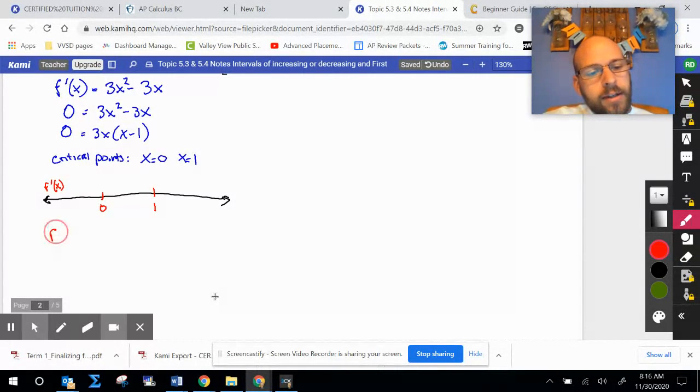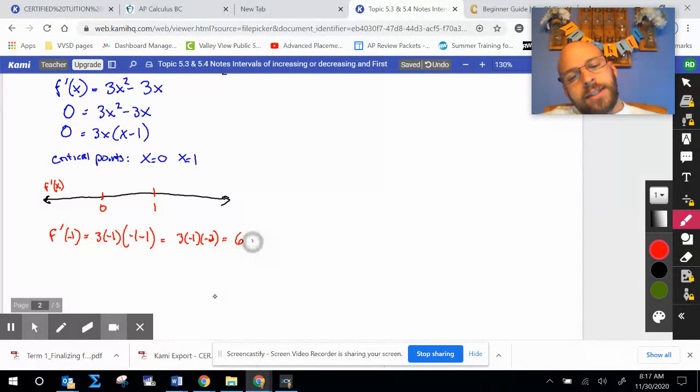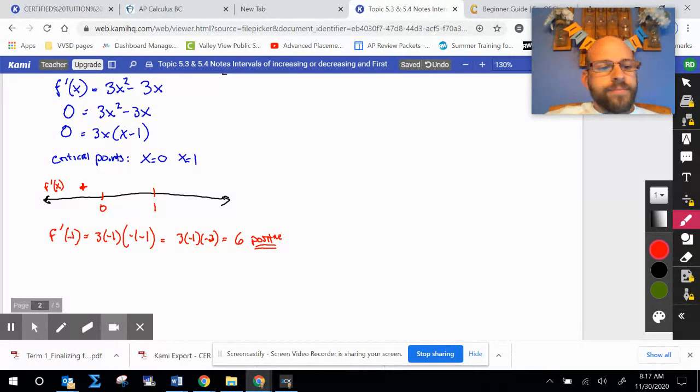So let's say I want a point somewhere between negative infinity and 0. So I want to know f prime of negative 1. I'm going to have 3 times a negative 1, and then a negative 1 minus 1. Now, I don't really care about the value. I just want to know, is it going to be increasing or decreasing over that interval? So if you do this, I'm going to get 3 times a negative 1 times a negative 2, and ultimately that is going to be a positive 6. And I don't really care that it's 6. I care that it's positive. So I know over this interval, it's positive.